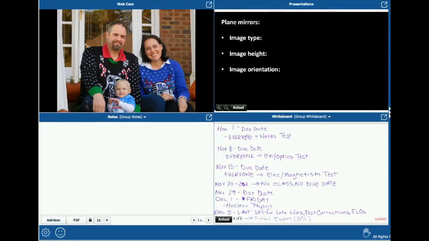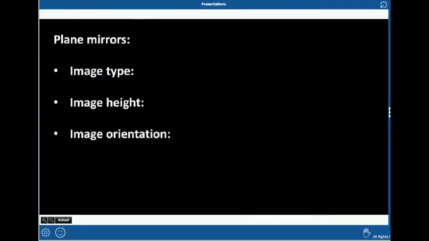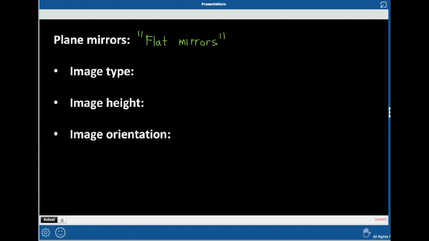And now I'm going to get to the, actually, let's learn some stuff. Okay. So plane mirrors, this is another way to say just a flat mirror. Like the kind that you have in your bathroom. Okay. So a lot of this for plane mirrors might be something that you already know, right?